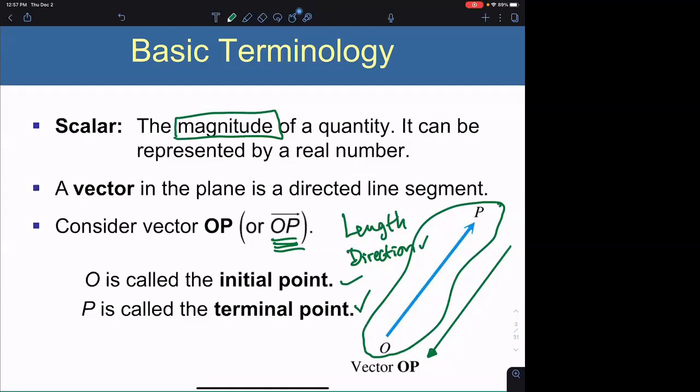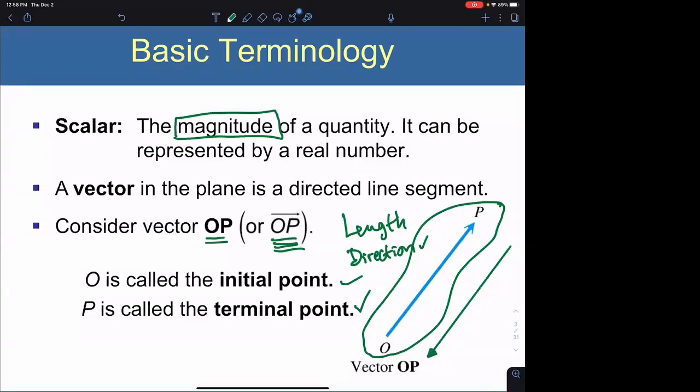Or instead of writing the arrow, they may just make the O and the P bold. Not all writing programs have little arrows that you can put in, but you can usually make text bold. So if they write a bold OP together, that means the vector from O to P, where O is the initial point and P is the terminal point.